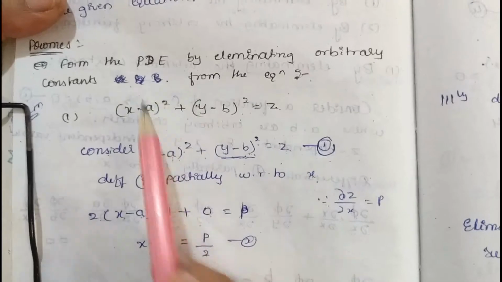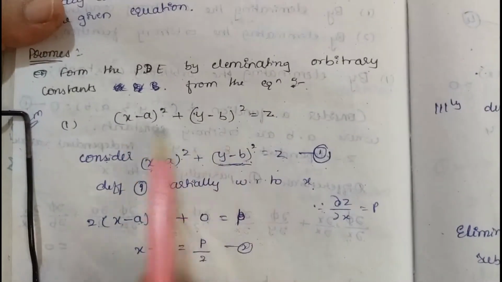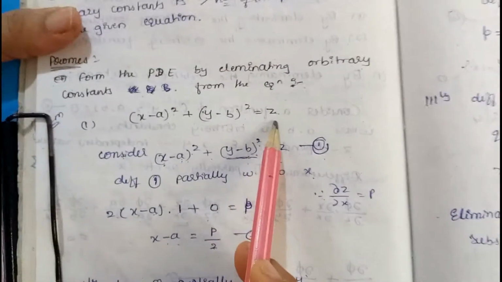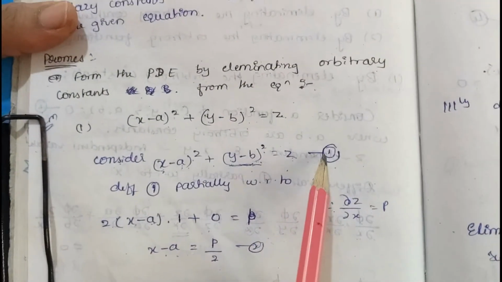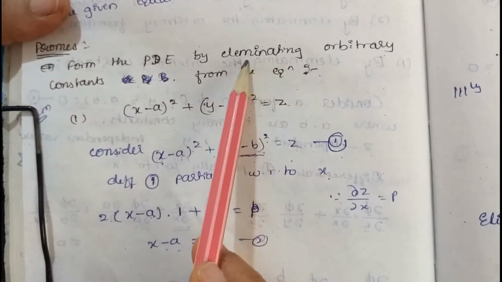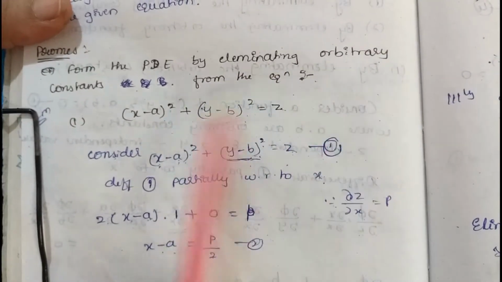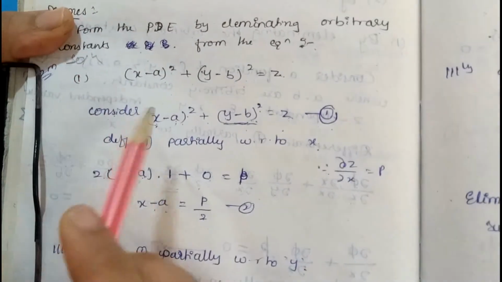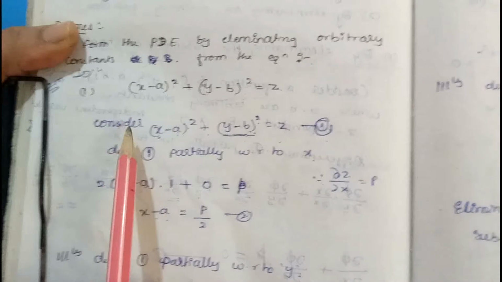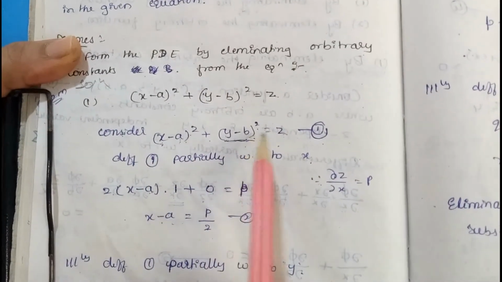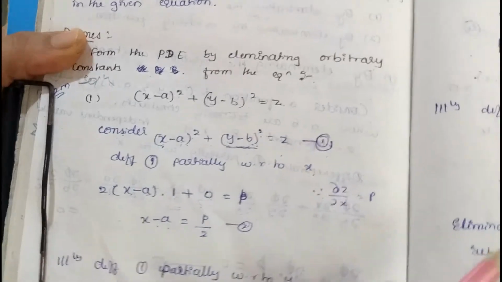That is, we have to form the partial differential equation for the function x minus a whole square plus y minus b whole square equal to z. You know the general method of how to form the partial differential equation by using the concept of eliminating the arbitrary constants. That is, we discuss the solution. What is the given equation? Consider x minus a whole square plus y minus b whole square equal to z. Take this as equation 1.